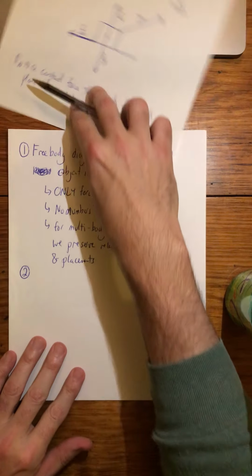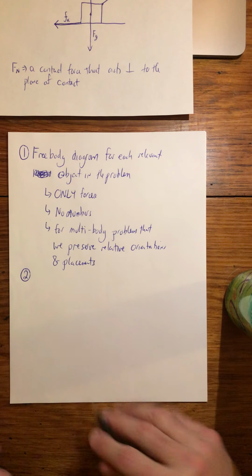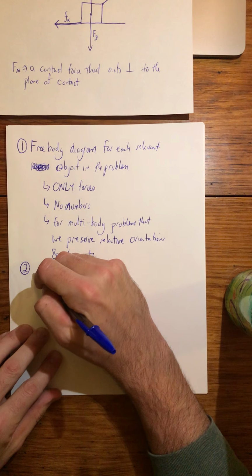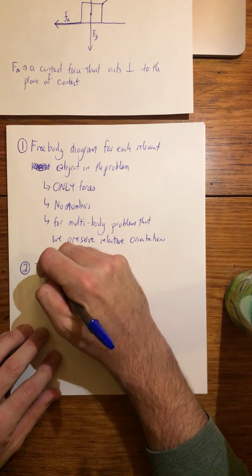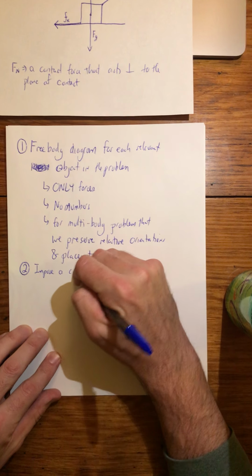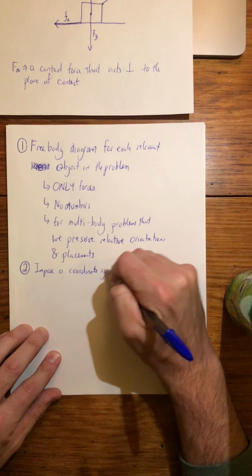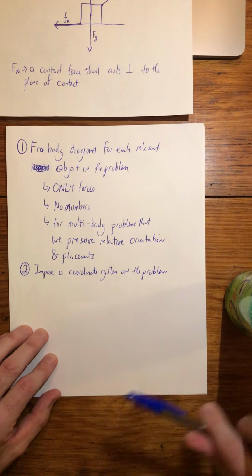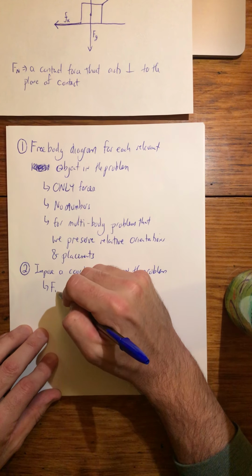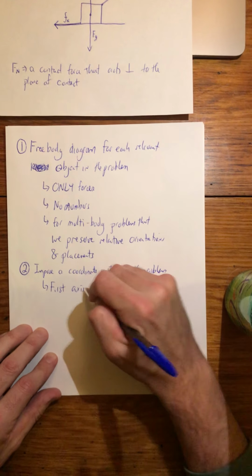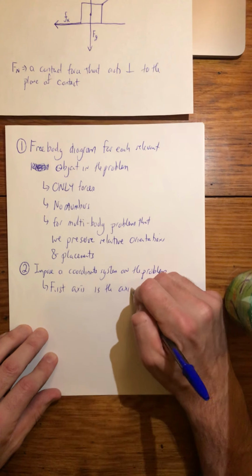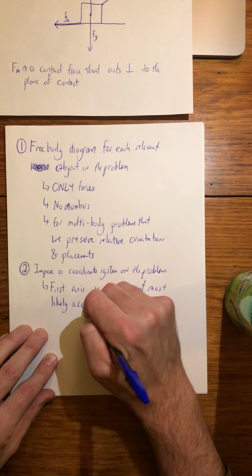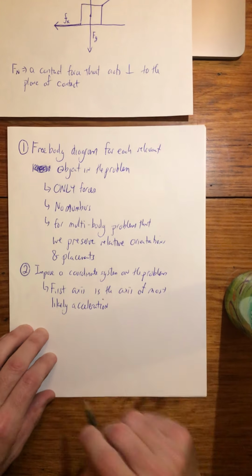All right. So what's the next step? The next step here, same way in kinematics, was axes and declarations. But we're going to be a little bit more specific here. We're going to impose a coordinate system on the problem. And watch the way this gets phrased. The first axis we put down is the axis of most likely acceleration. Notice I didn't say movement, I said acceleration.